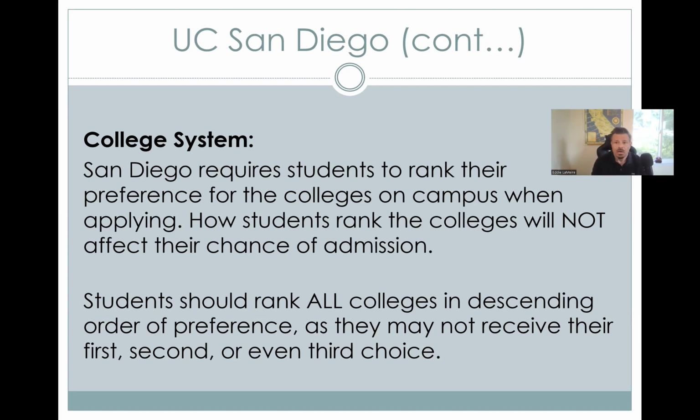San Diego, unlike all the other UCs in terms of the application, has a college system where you're asked to rank preference for the colleges. There are 8 colleges on campus. They differ in terms of location on campus. They differ in terms of general education requirements. They have nothing to do with your chance of admission. You could put anything in there and it doesn't impact admission at all. But just to make your life easier in the event that you get into San Diego, you need to pay attention to the ranking.